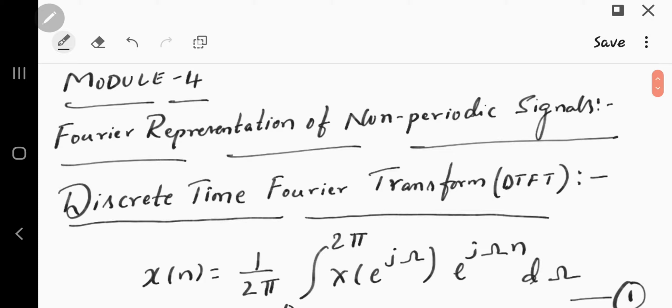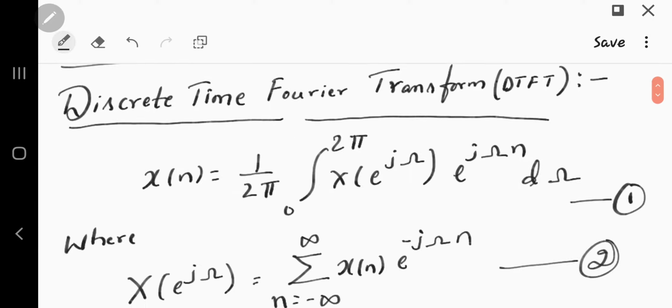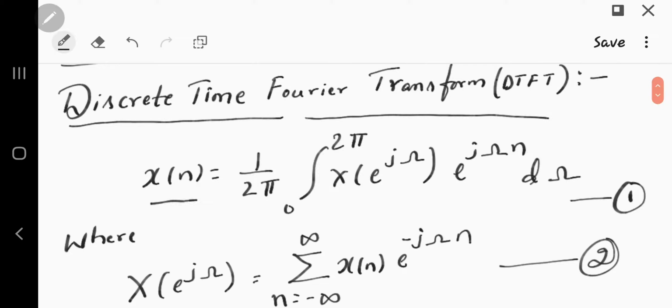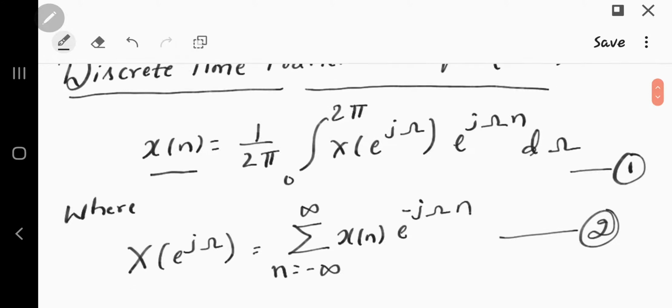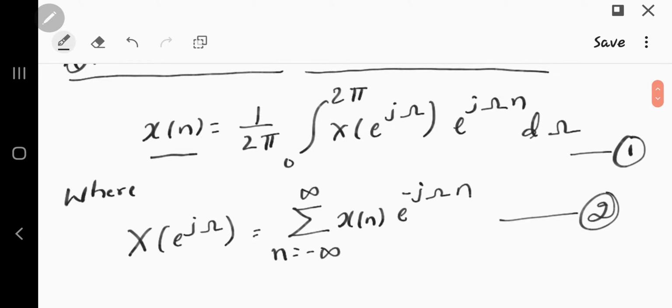Now the discrete time Fourier transform of a non-periodic signal is given by x of n equals 1 by 2 pi, integral from 0 to 2 pi of X of e power j omega into e power j omega n d omega, where X of e power j omega is equal to summation n varying from minus infinity to plus infinity of x of n e power minus j omega n.